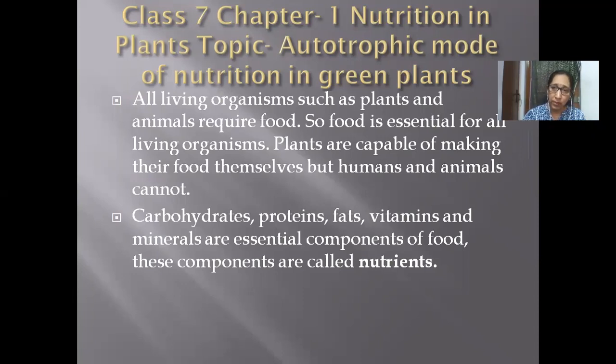Today we are learning from chapter 1, Nutrition in Plants. And from this chapter we are dealing only with the autotrophic mode of nutrition in green plants. Students, food is very essential for all kinds of living organisms because food provides us the necessary substances to keep up our body, because our body has to function many different processes, and for all this food is required.